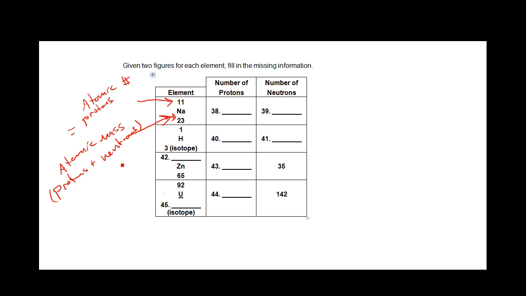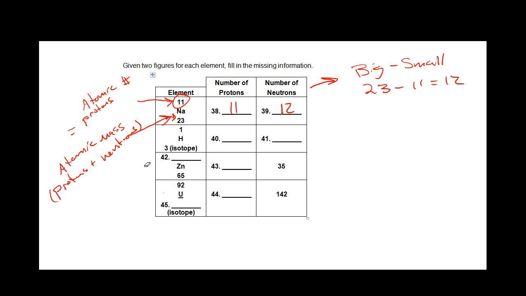Looking at this information, this was easy for here. Number of protons, that's just the smaller of the two values, 11. And number of neutrons, if you remember, that's the big number minus the small. So 23 minus 11 equals 12. So that one's easy. But let's look at this set here, 42 and 43.